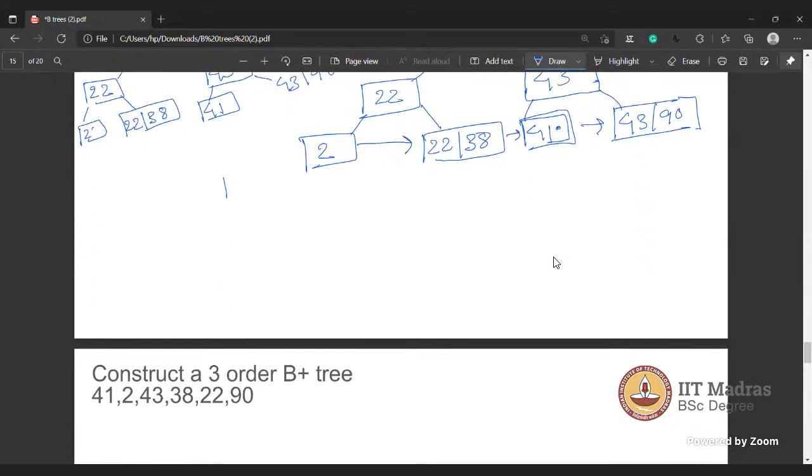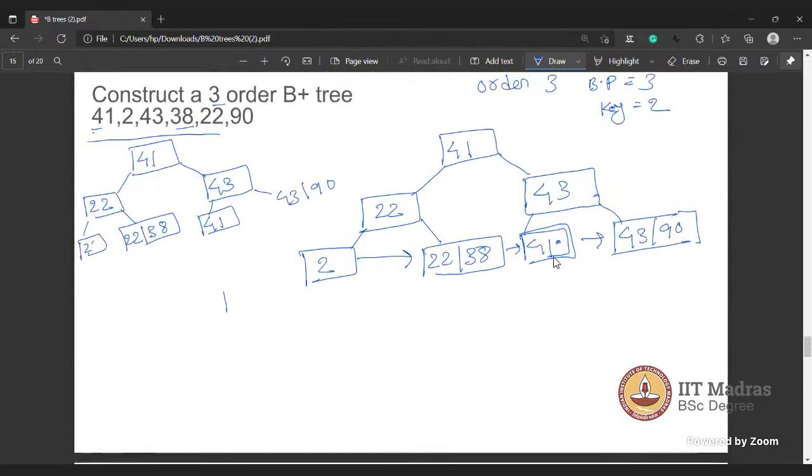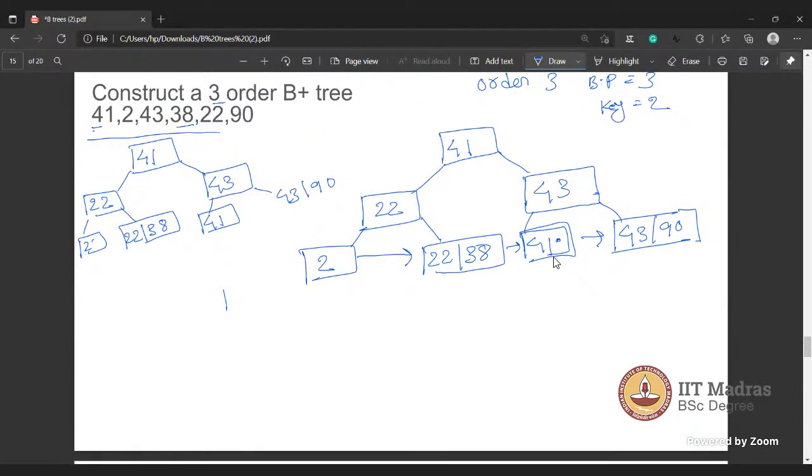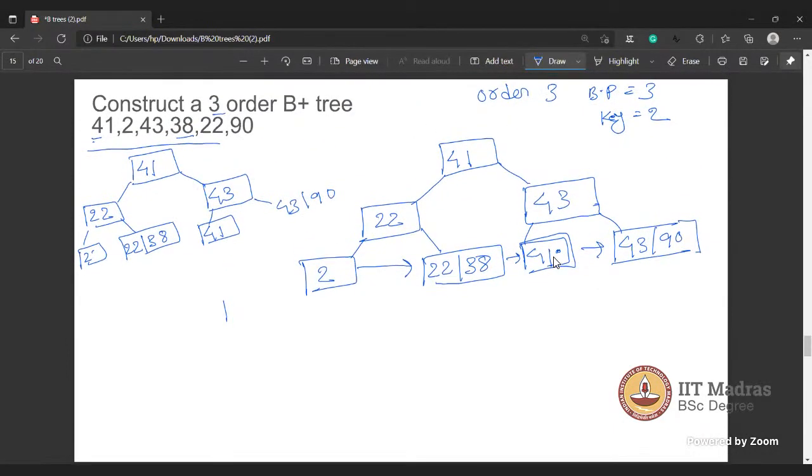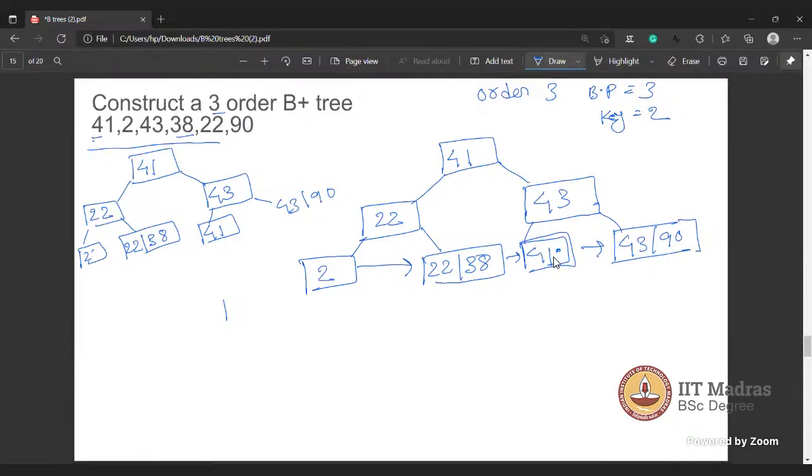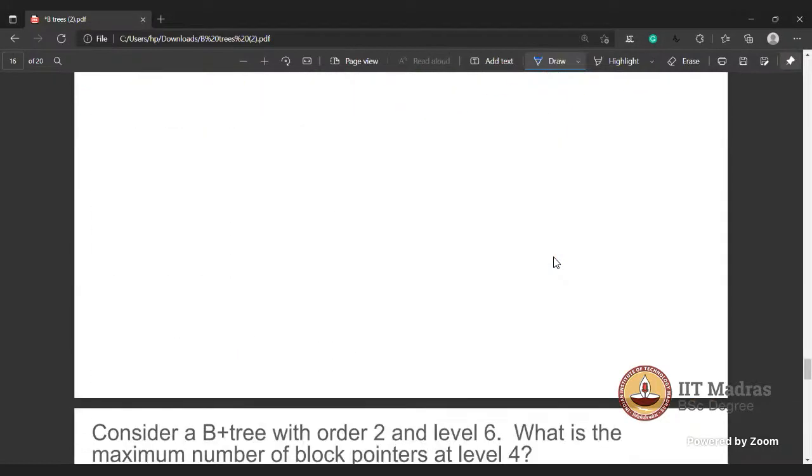Okay. So how to perform deletion in the B plus tree and B tree? Deletion is not in the syllabus, so we'll see how to delete with some example later. After that you will understand how to delete this. Okay. So let's first solve some numericals.